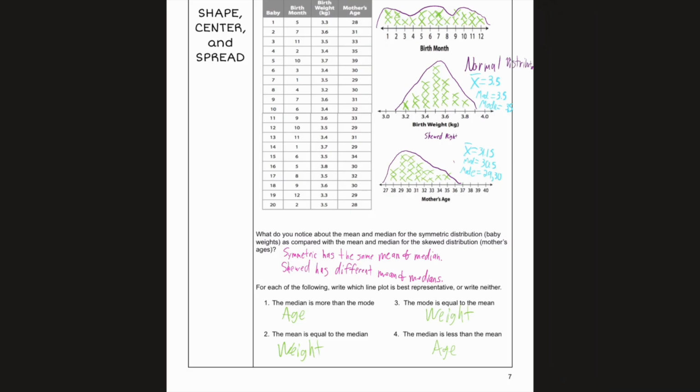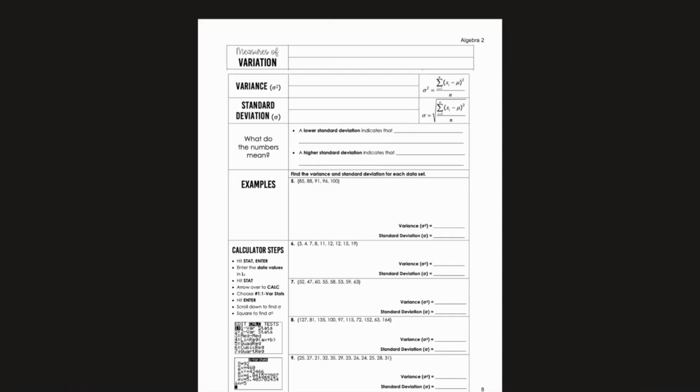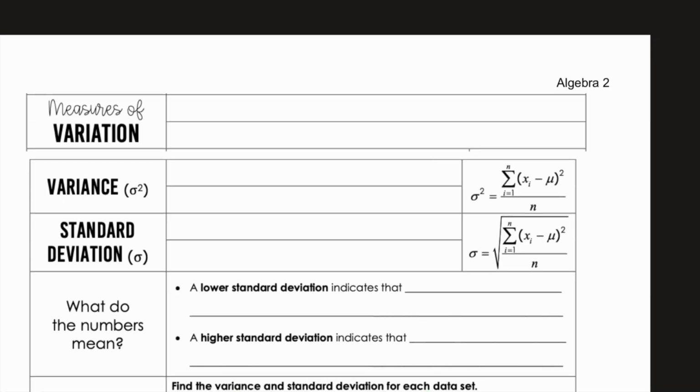All right, on to our next page here, our last page for this section. Let's talk about measures of variation. So we got some definitions to write. Measures of variation now is a value that describes how spread out a data set is.